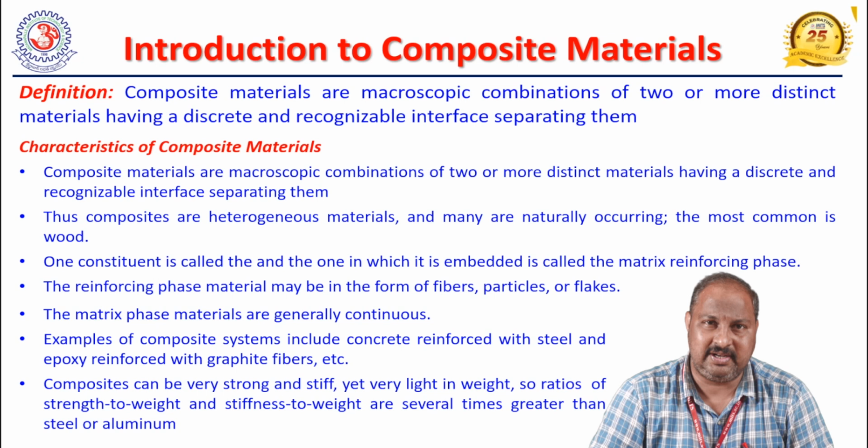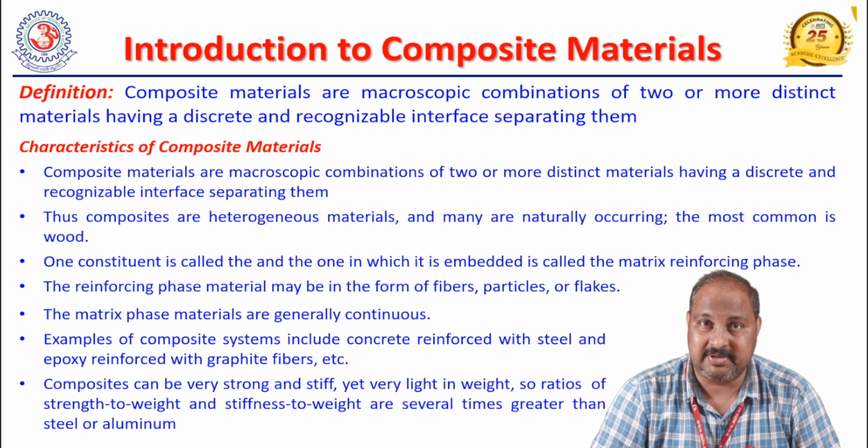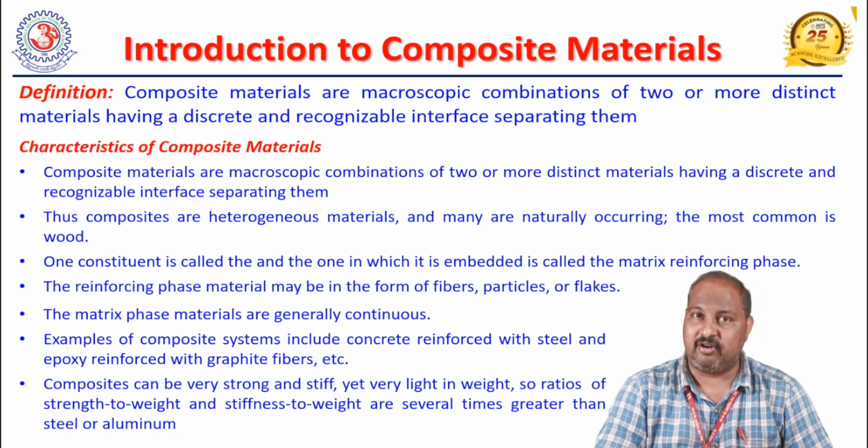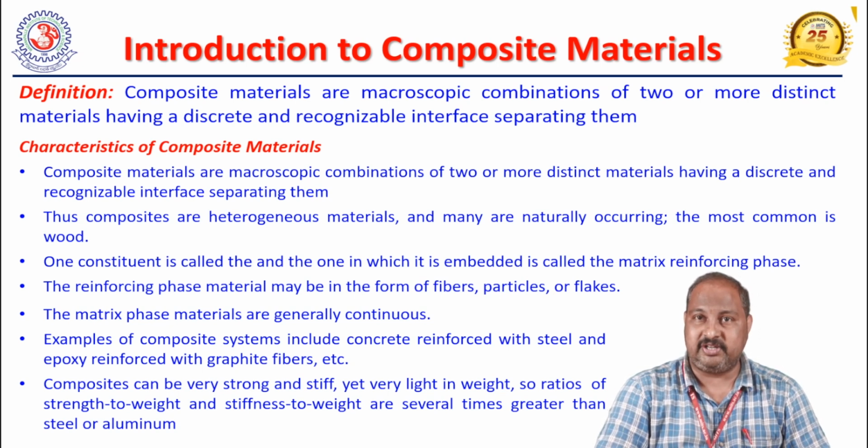Here we have a clearly recognizable interface, physically and chemically distinguishable, which exists between the two or more materials which are the ingredients of the composite. Coming to the characteristics of composite materials, these are macroscopic combinations of two or more distinct materials having a discrete and recognizable interface separating them. As I mentioned, these are heterogeneous mixtures which occur naturally. The most common is wood, a natural composite, a mixture of lignin as well as cellulose.